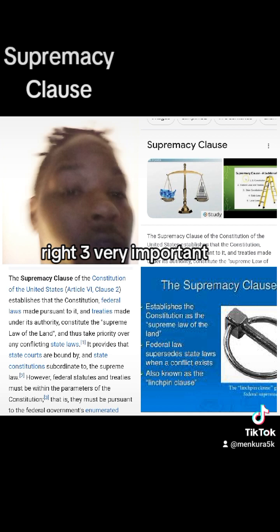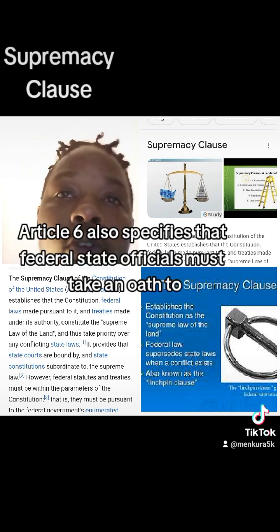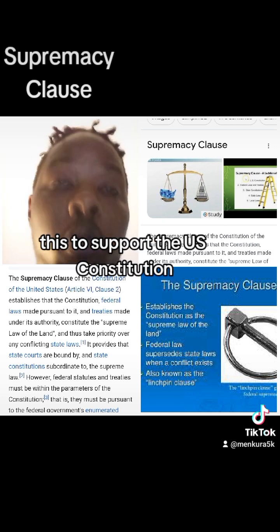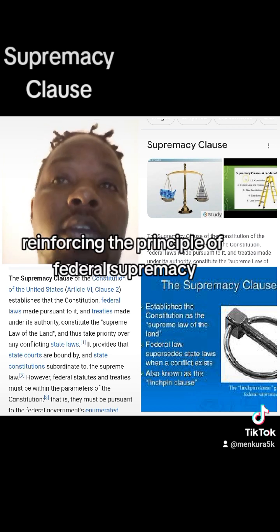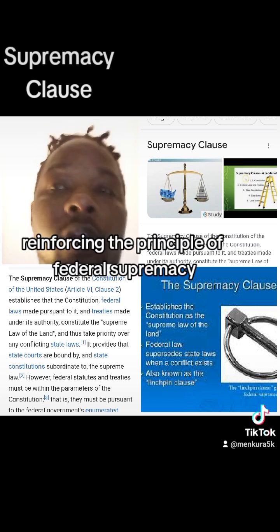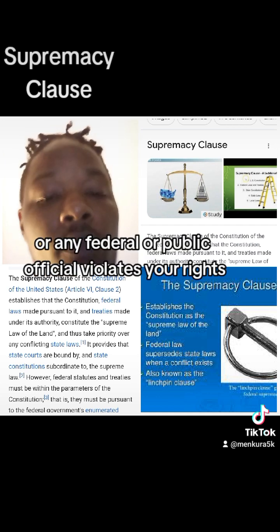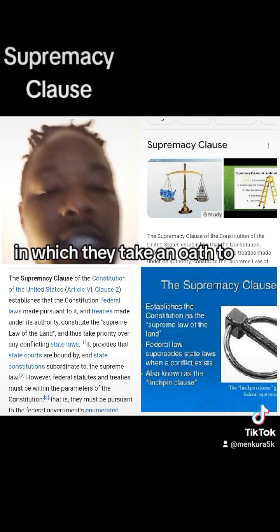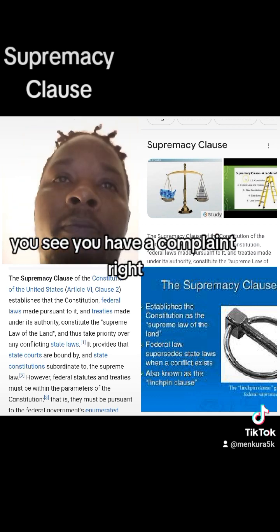Right? 3, very important. Oath of office. Article 6 also specifies that federal and state officials must take an oath to support the U.S. Constitution, reinforcing the principle of federal supremacy, meaning when an officer or any federal or public official violates your rights, which they take an oath to uphold, you see you have a complaint, right?